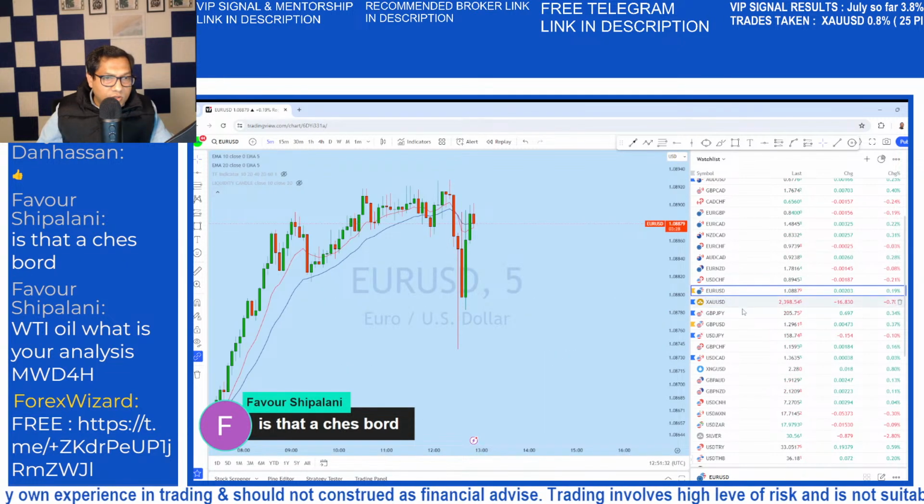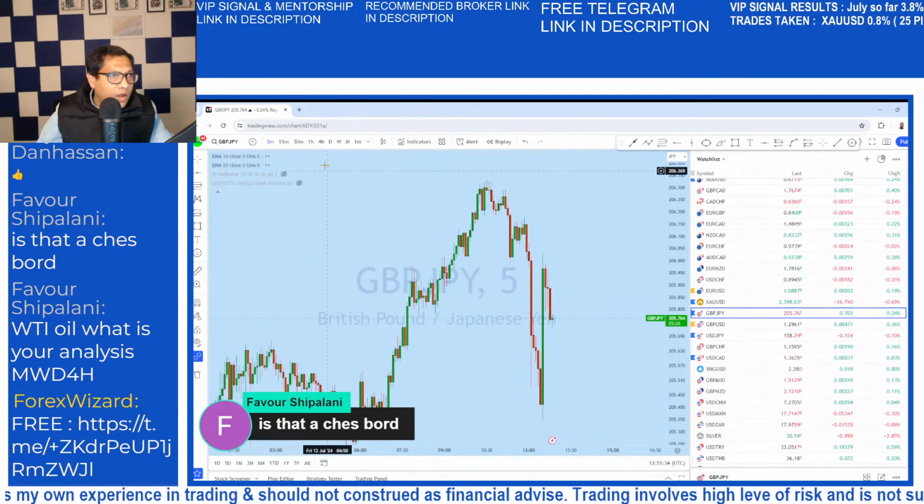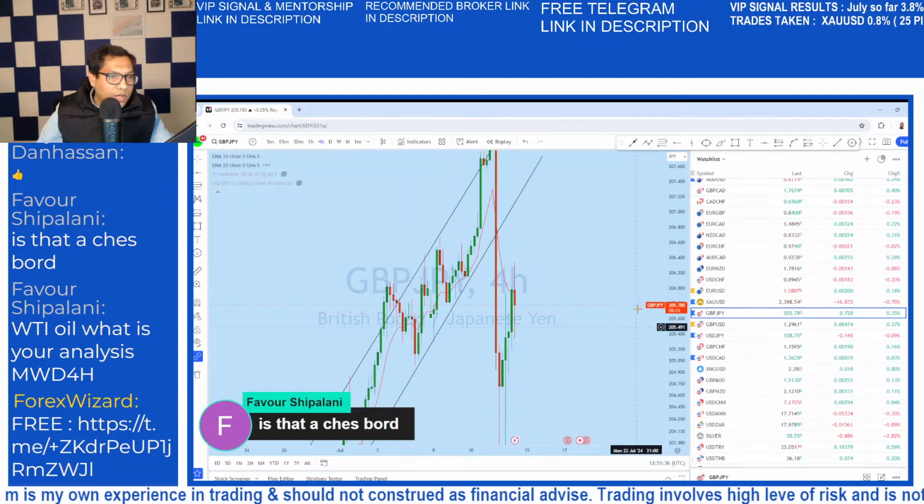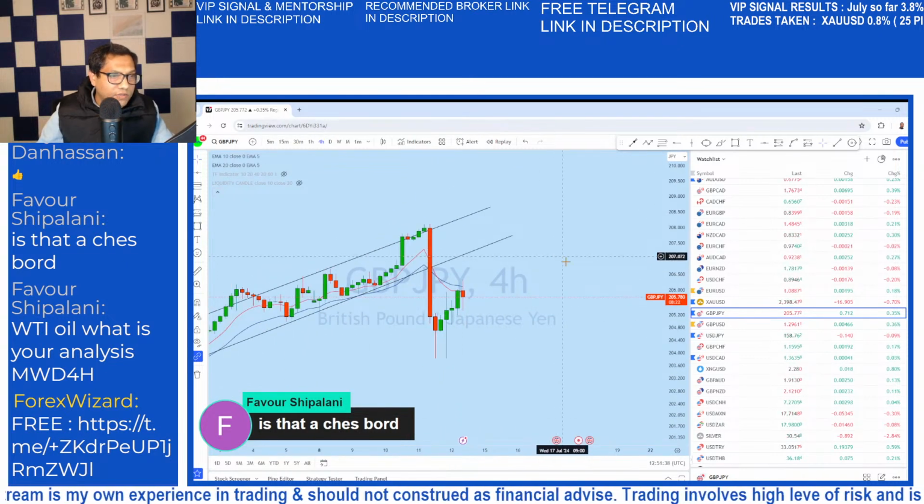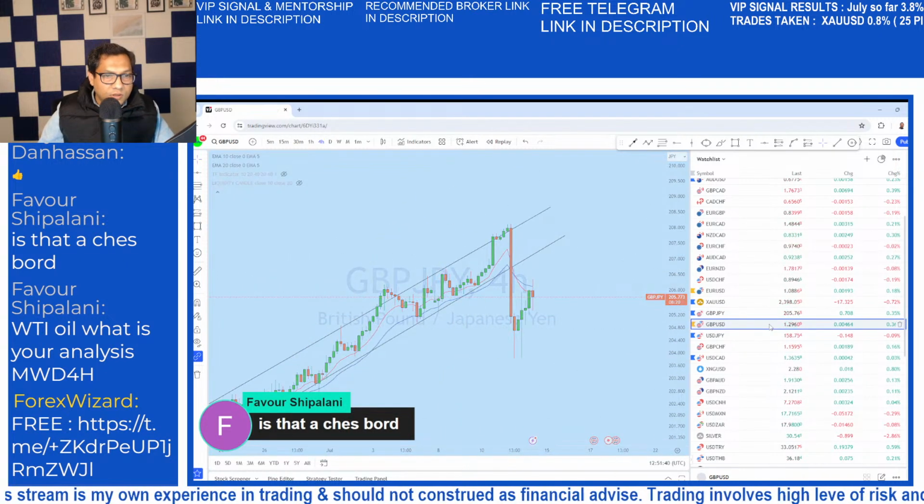So let's go back to the GBPUSD. When you look at both the lower time frame and the higher time frame, it is sometimes confusing. You know that.